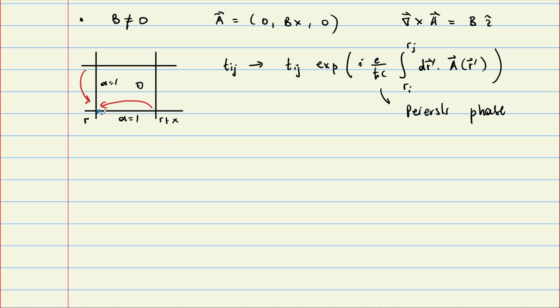First, let me focus on this hopping. This is going to be hopping from R to R plus x. And so I need to just calculate this dr dot A of R. And so this path is going along the x direction, so this is going to be dx. And I need to pick up the x component of A, which is 0. So this is going to be 0. So from here, we don't have any contribution.